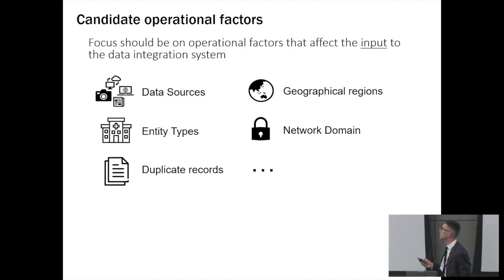Geographical regions for these systems tends to be more of an umbrella concept here, right? So the data sources, the types of inputs you're going to get, the types of entities you might see, they might differ in Asia, for example, than in Europe. And then we also think it's important to evaluate the system over network domains and security policies.